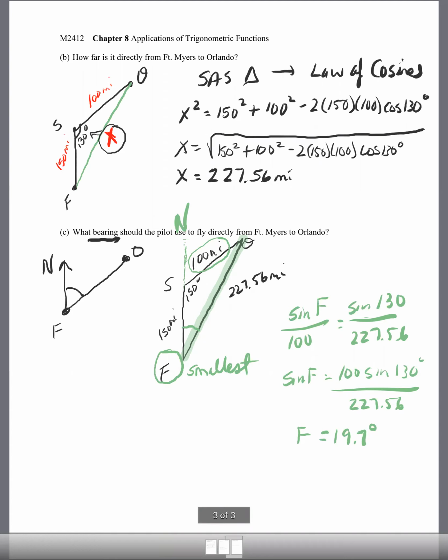Hopefully that'll help you a little bit. Please work on trying to diagram these triangles. Once you get that part, the rest of it's pretty plug and chug, and hopefully this will help you.